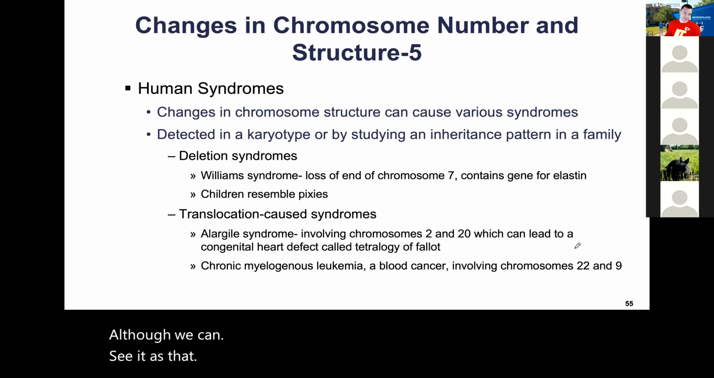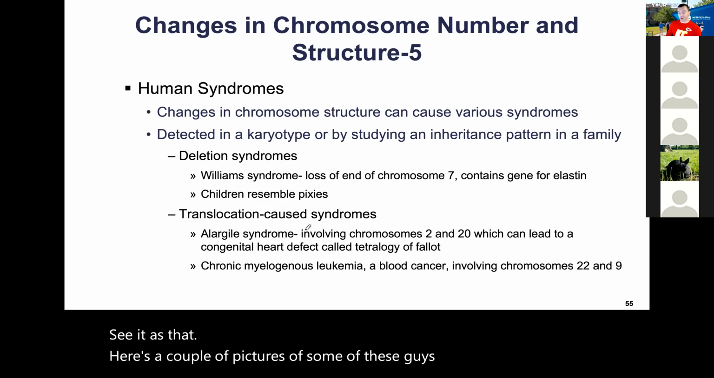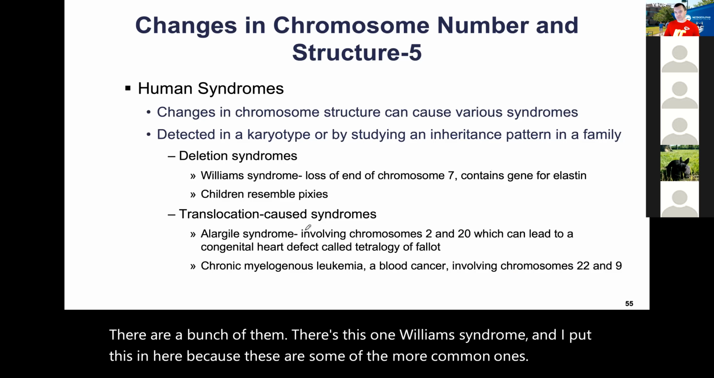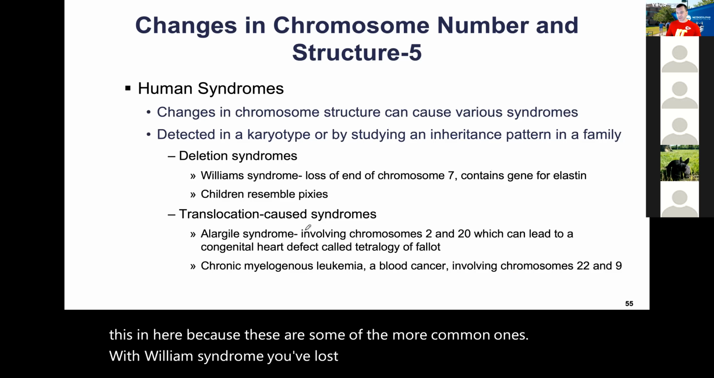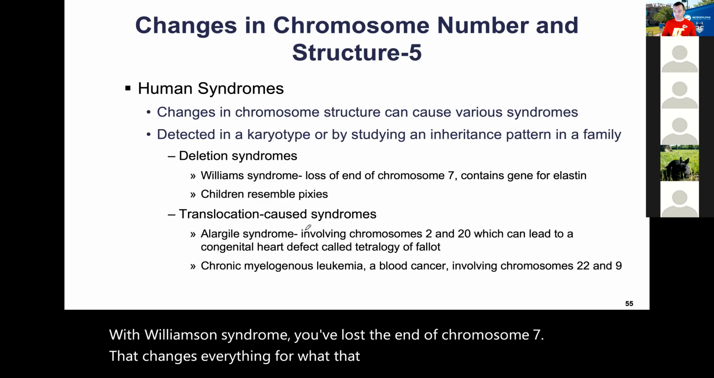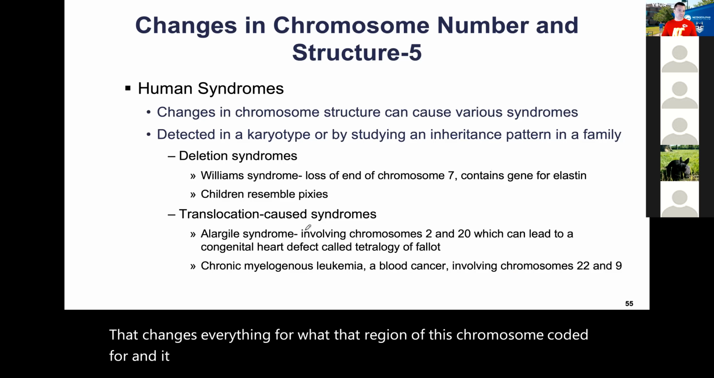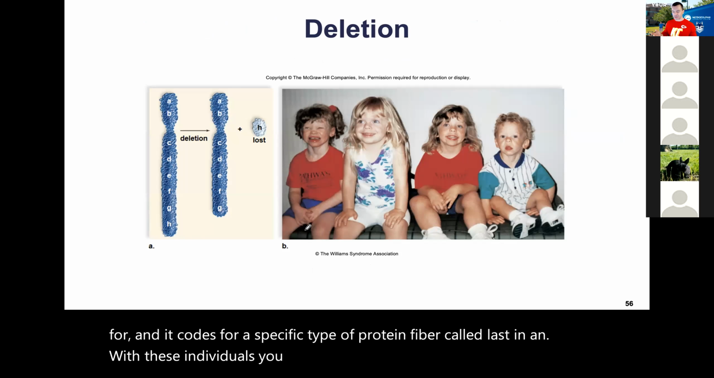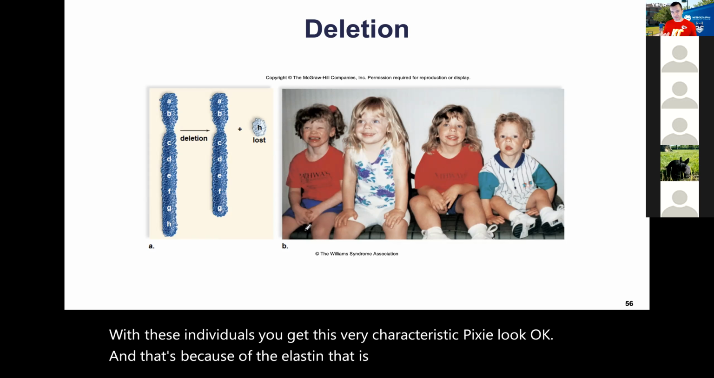Here's a couple pictures of some of these. There are a bunch of them. There's this one, Williams syndrome. I put this in here because these are some of the more common ones. With Williams syndrome, you've lost the end of chromosome 7. That changes everything for what that region of this chromosome coded for. And it codes for a specific type of protein fiber called elastin. With these individuals, you get this very characteristic pixie-like look, and that's because of the elastin that is changed within their skin.